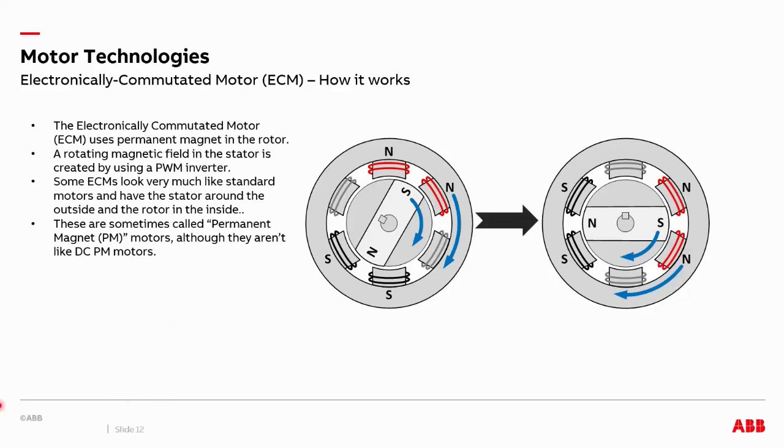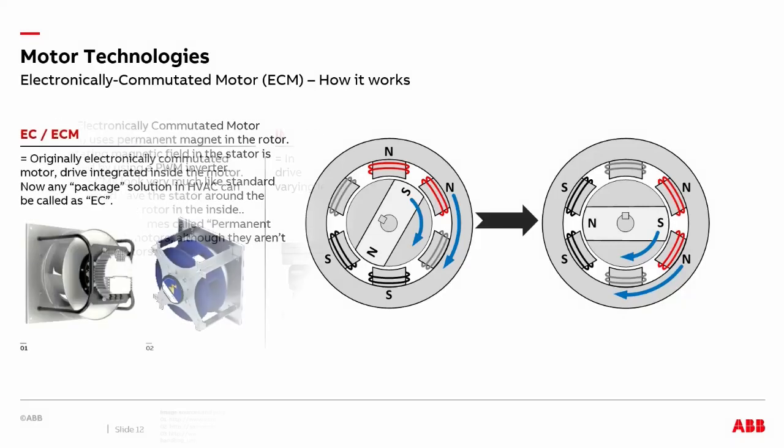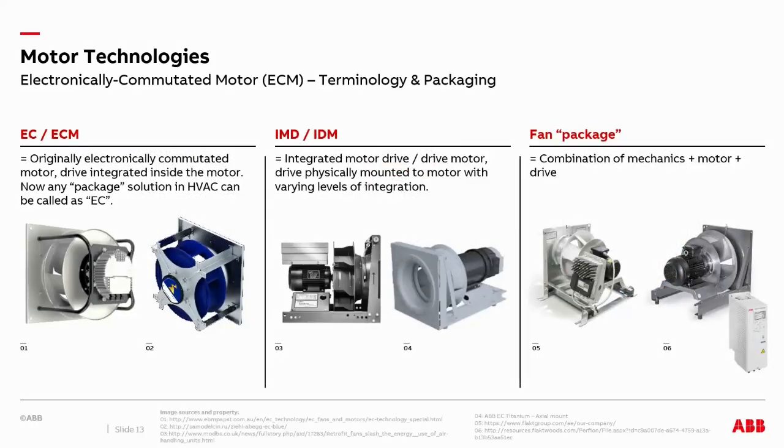ECMs come in a wide range of sizes and package designs, and we'll see those in the next slide. The use of permanent magnets in the motor, specifically in a rotor, allows for this flexibility. In this presentation, we will be considering the 50 horsepower or less applications. It's important to define what an ECM is.